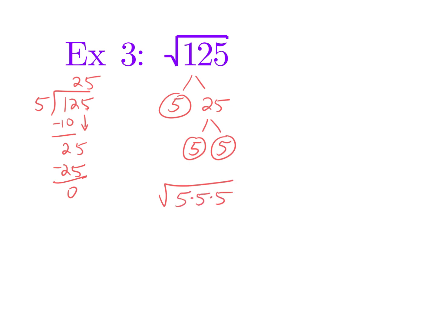Circle your pairs, okay? Remember, a pair has how many in it? 2. So only circle 2 of them. A lot of people like to circle all 3 of the 5s. Only circle 2 of them. And then what happens to the pairs? They go outside as 1. So those two fives become just one five together, and then the single five that's still inside just stays inside. So you should have got 5 square root 5.